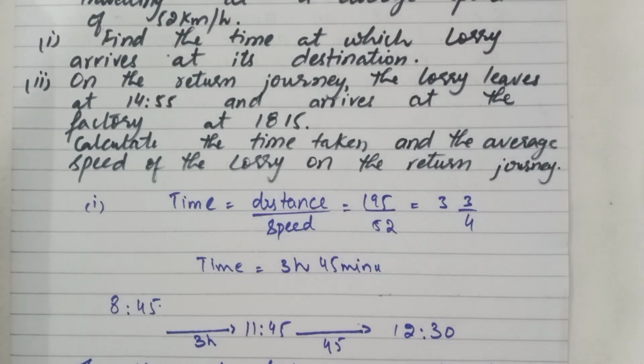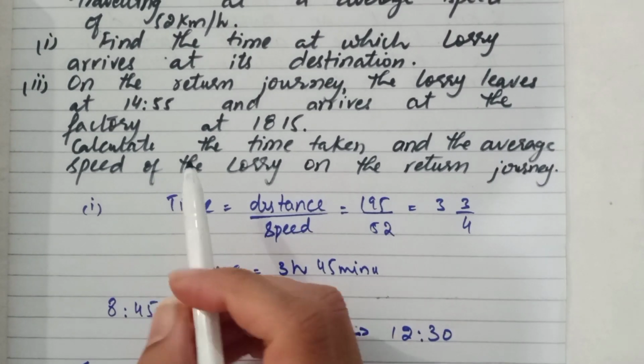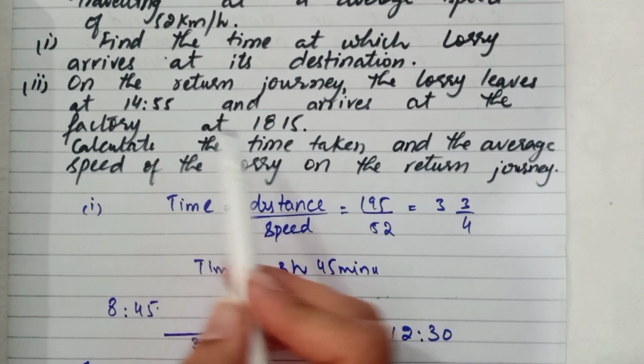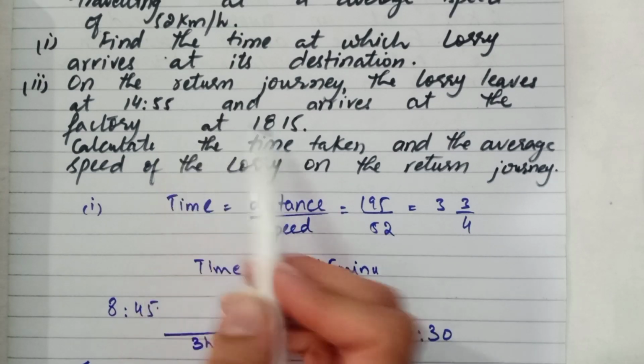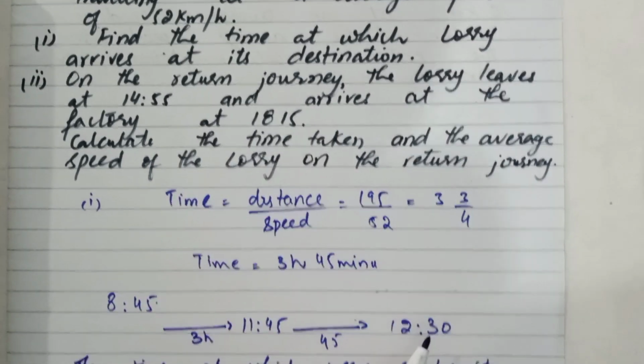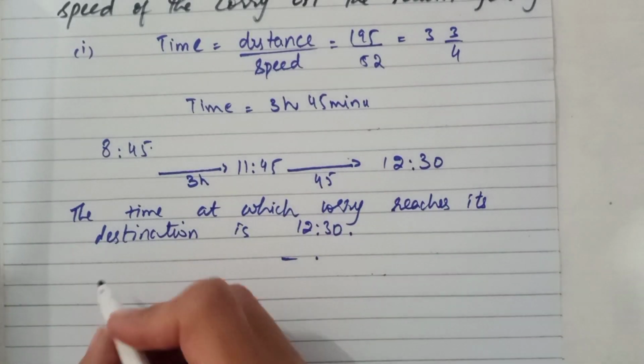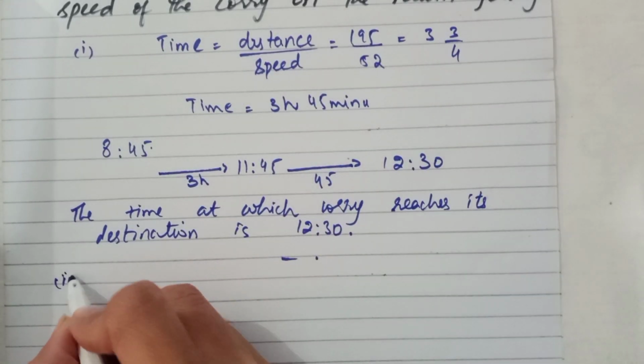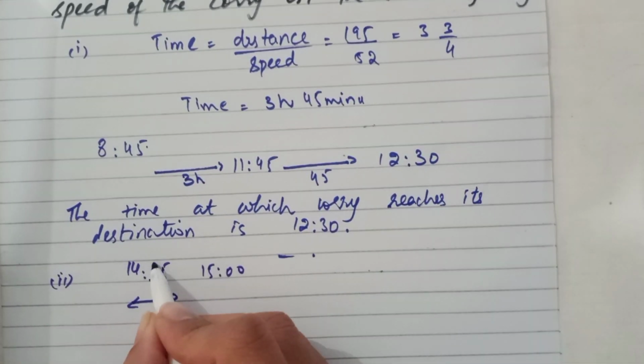Now students, part number 2. On the return journey, the lorry leaves at 14:55 and arrives at the factory at 18:15. Calculate the time taken and the average speed of the lorry on the return journey. That is the leaving time and that is the arrival time. We have to find the time.